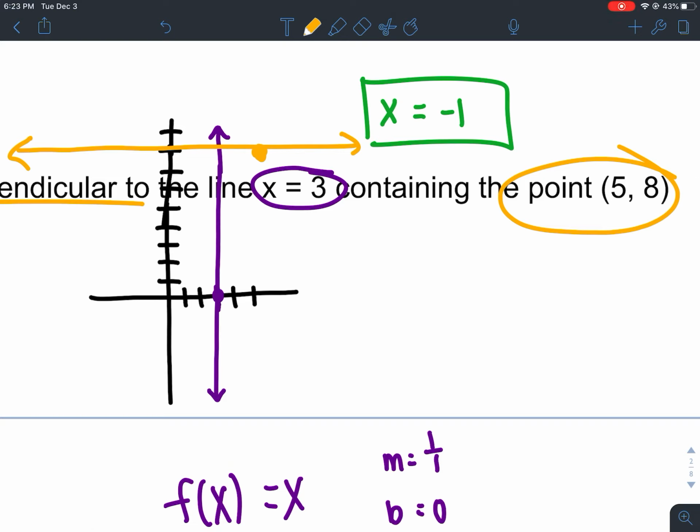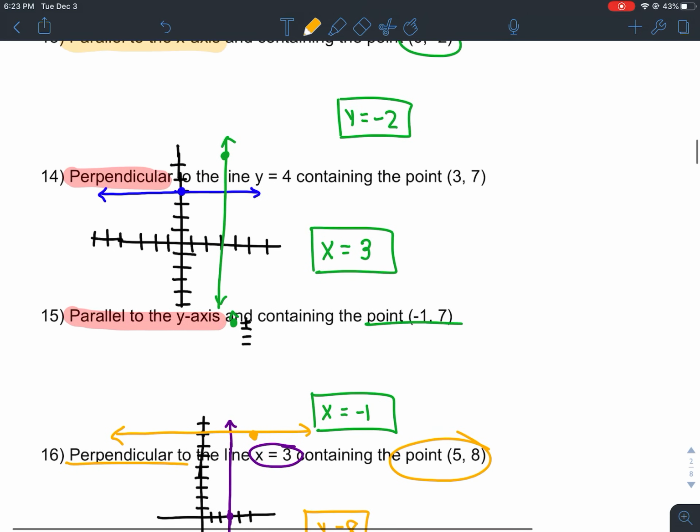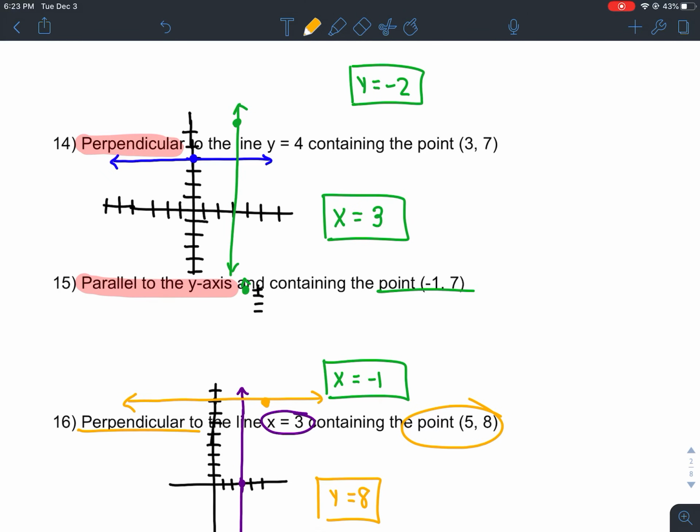So now I have to write the equation. Graphing it is not enough. If you've graphed it, great, but you haven't really written an equation, so I can't give you any credit. So this orange line crosses the y-axis, so it's going to be y equals +8. All right, so that is it for the first video going over problems 1 through 16.